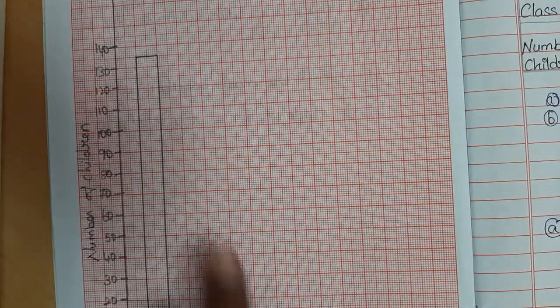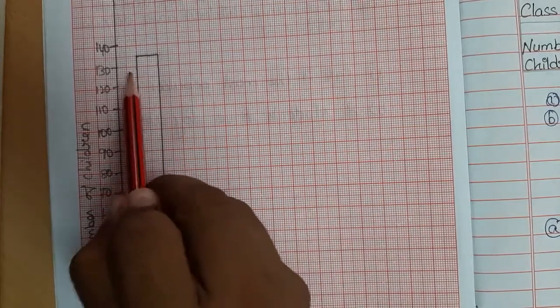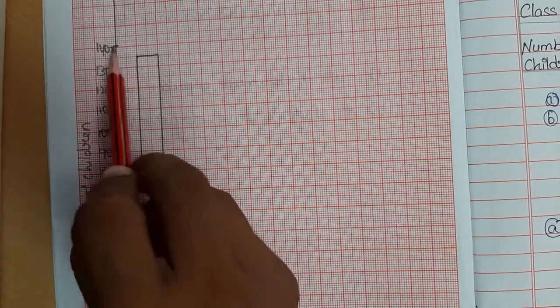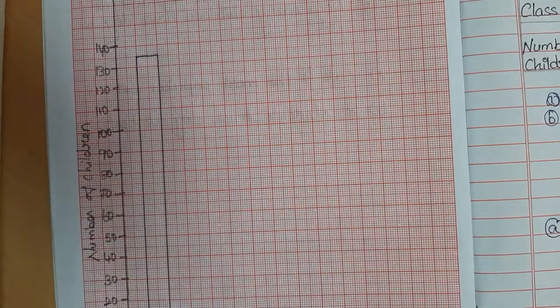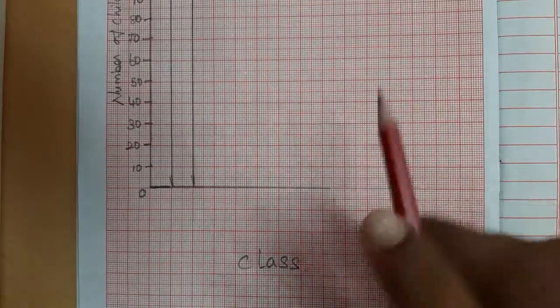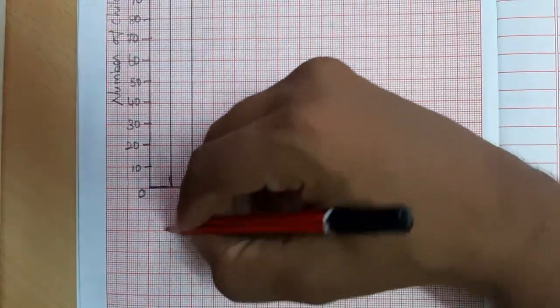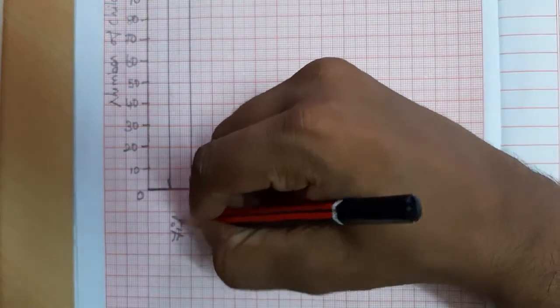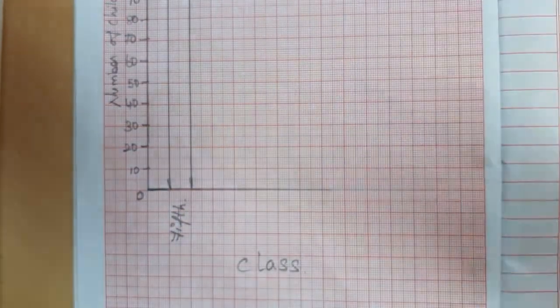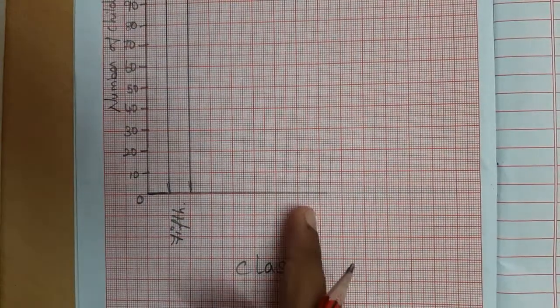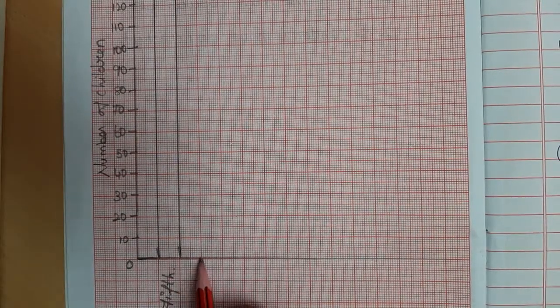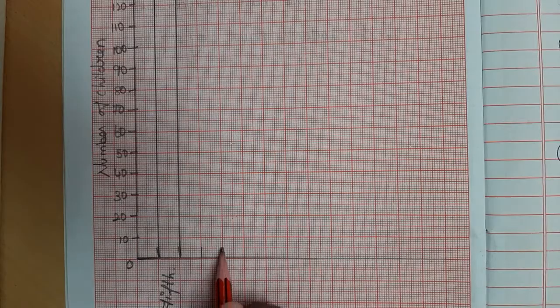Now I have drawn the bar until 135, in between 130 and 140. It represents 135. And this is the class 5th. You write below it, 5th standard, 5th class, right? So next, what class do we have to draw? 6th. So leave the 1 centimeter box and rise a bar from here, right?